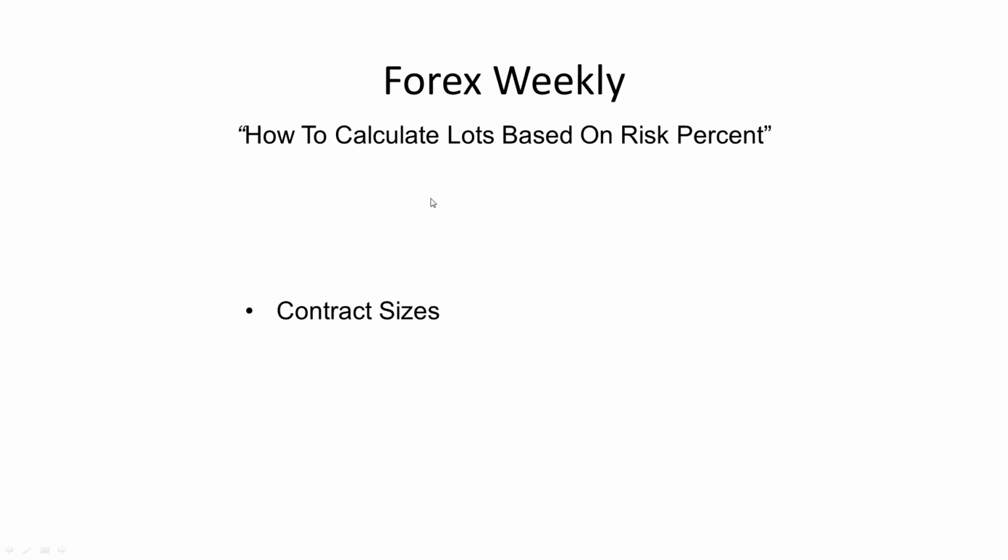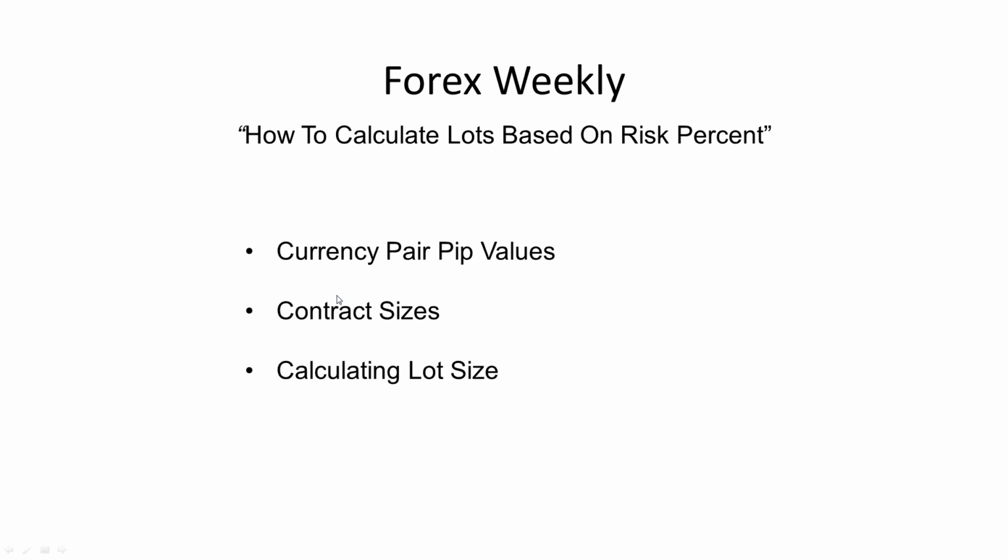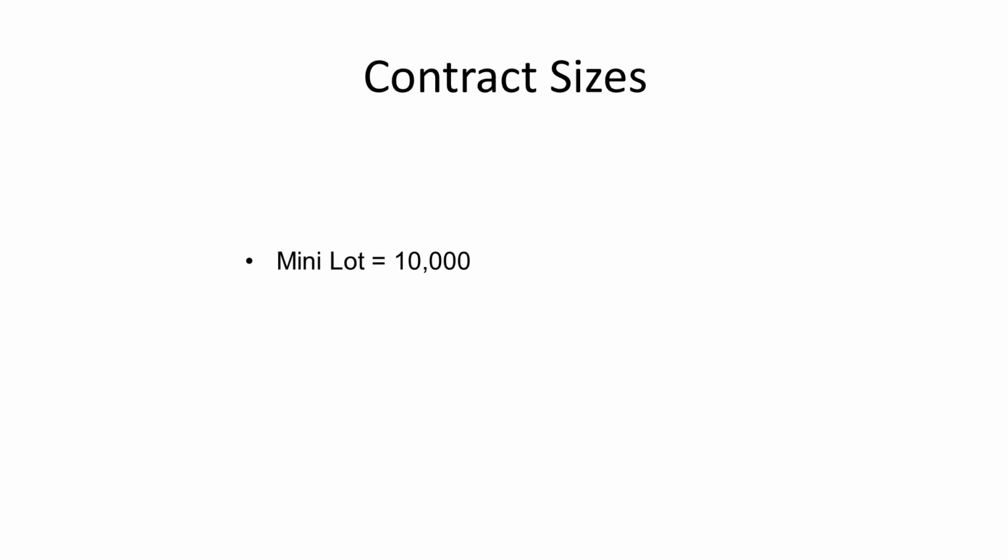So I'm going to show you contract sizes, calculating lot size, and currency pair pip values. Those are the things we'll need to know in order to do this calculation. But don't worry if you get lost in this formula. I do have a tool that you can download for free, the Informer tool, if you don't have it already. We just got an update done where it calculates this stuff automatically. But let's take a look so you can understand how this all works.